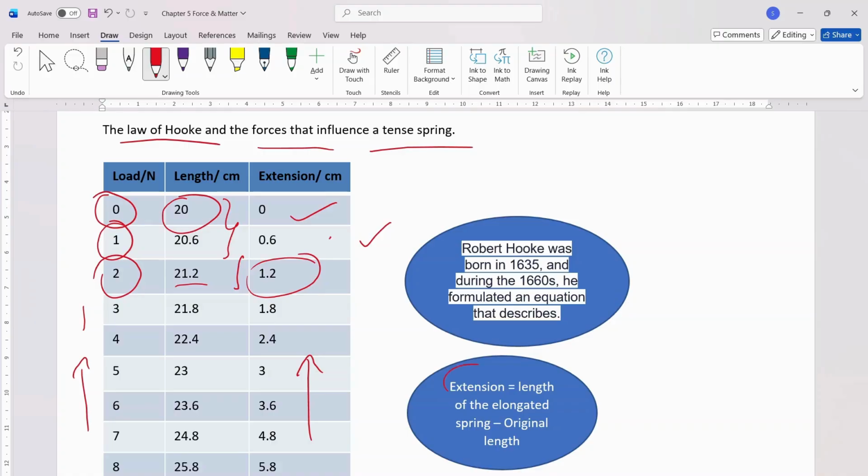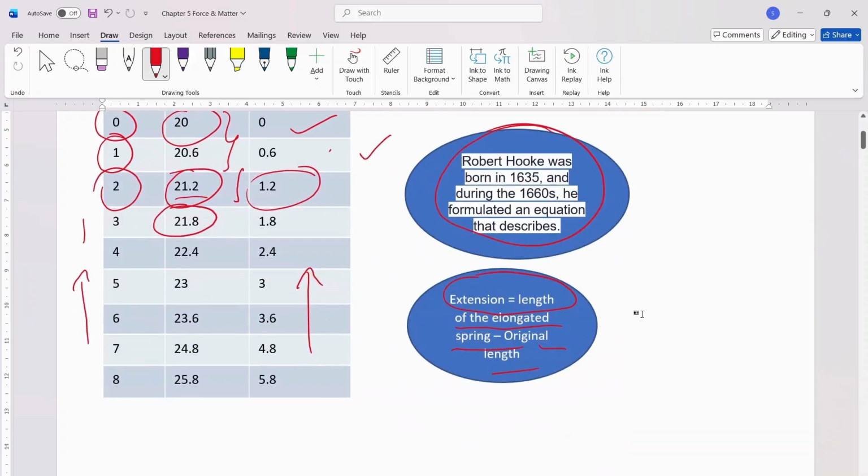This extension is equal to the length of the elongated spring minus the original length. So the extension is whatever your elongated spring length is, 21.8, minus the older one, 21.2, and you will get the extension. This is Robert Hooke's law. He was born in 1635, and he formulated this equation showing how, with the increase of load, the length of an object can be increased.